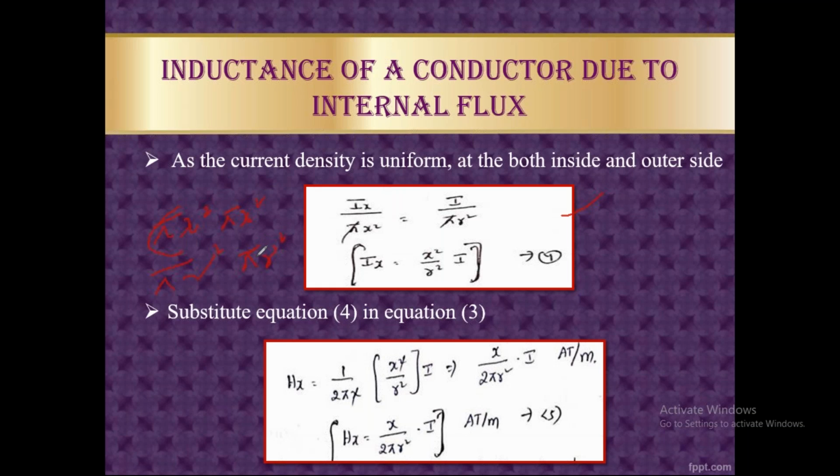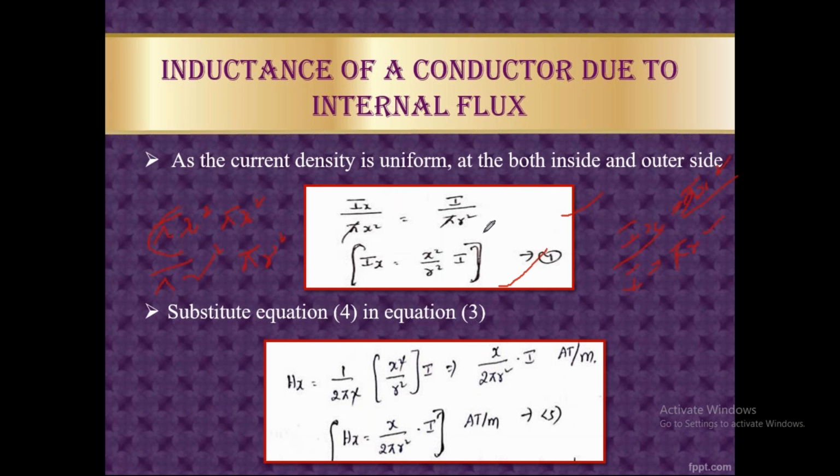of the outer conductor. Now in the inner part, the flow of current is denoted by Ix, and its area is pi x square. Similarly, the outer current is denoted by capital I, and the area of the outer surface is pi r square. If you take the ratio between these two, Ix by I equals pi x square by pi r square, so pi gets cancelled. Ix can be written as x square by r square into I. So this is the fourth equation we obtained here.